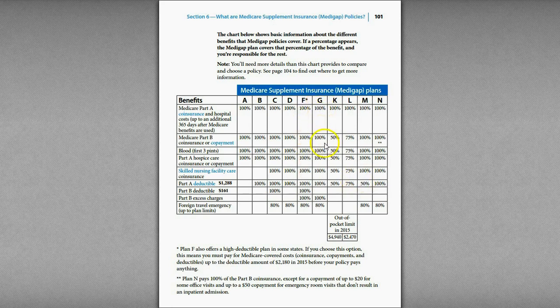Plus, it takes the target off your back to insurance premium increases in the future. Plan Fs are going to be the ones that get hit the most because they cover 100%. Plan G, you're not going to get hit as much with future increases. You're still going to see increases as you get older, of course, but they're not going to be as hard of a hit as a Plan F.